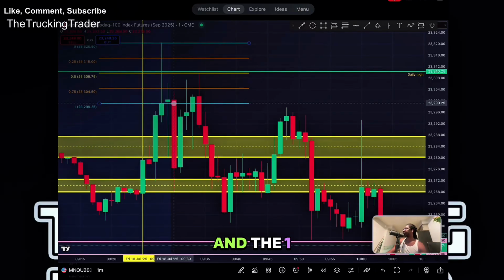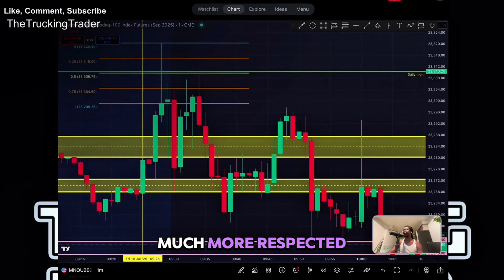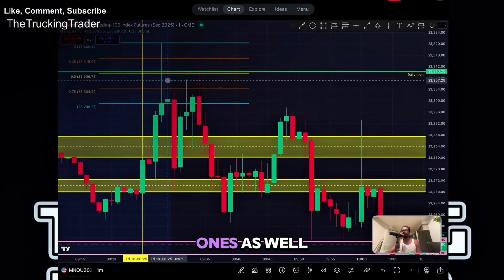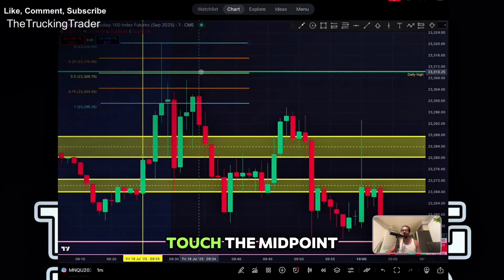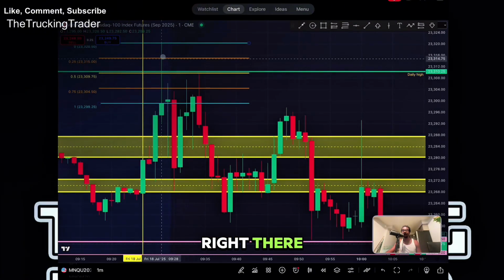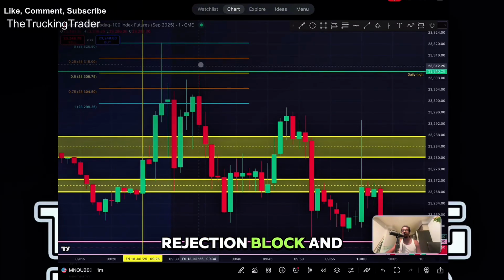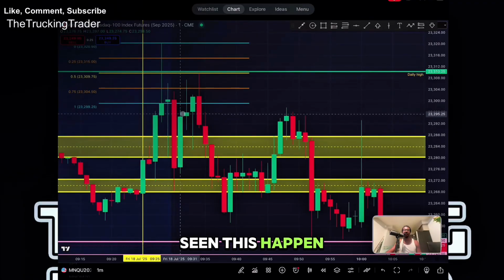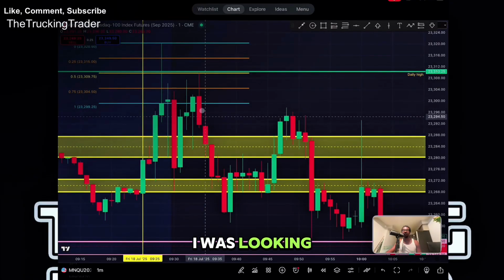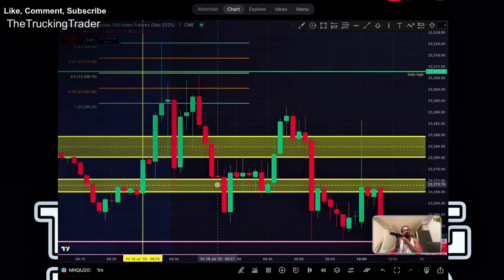Obviously, the 4 hour and the 1 hour wicks are going to be much more powerful, much more respected, but pay attention to the smaller ones as well, right? So I measured this out, this wick right here. You see, we touched the midpoint of that wick right there. That's like a rejection block. And then price started to come down. So once I seen this happen in price, I was looking for the market to start to sell off, right?